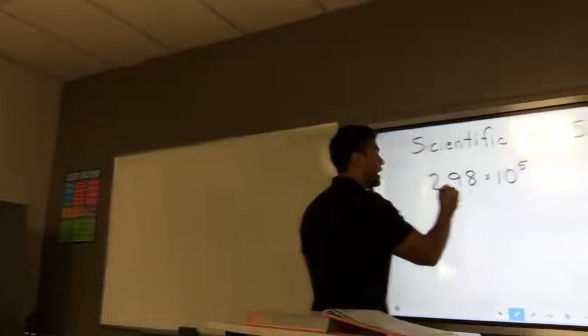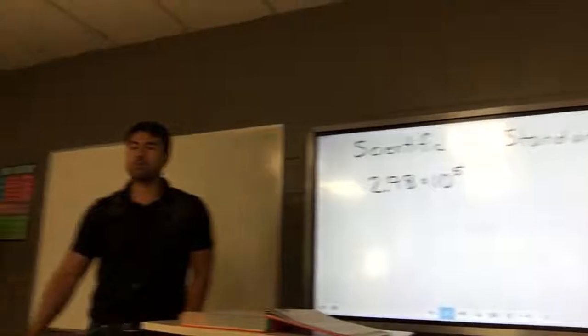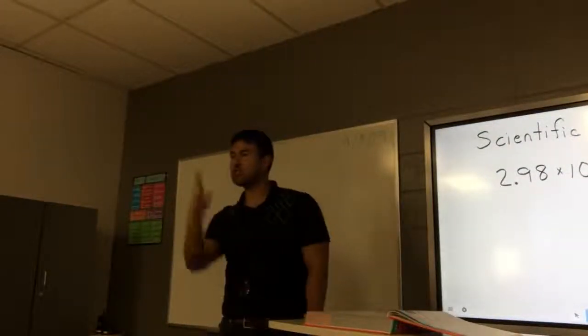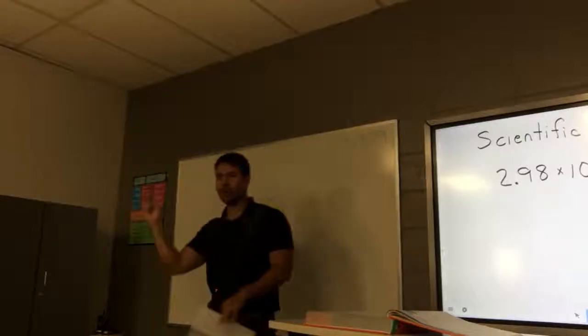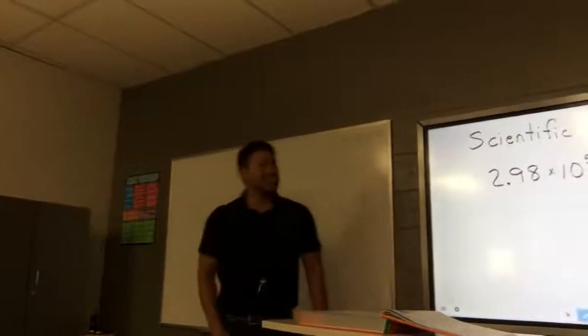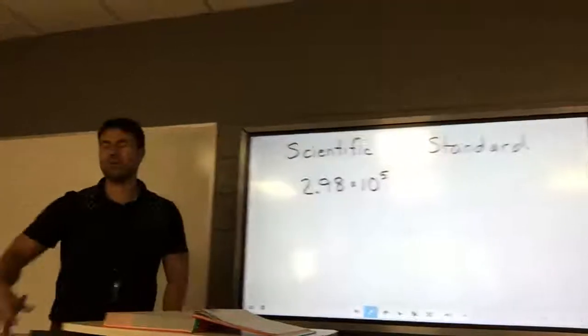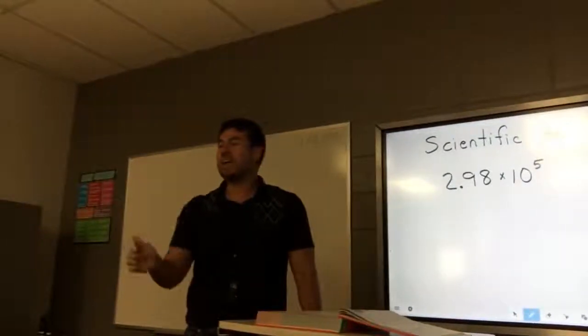Okay, so here's what I have to do. I want to write it in standard form. So I have to move the decimal 5 times. Which way? You have 2 choices. You can go to the left or you can go to the right. To the right. Left would make it a smaller number. Correct. Right. Yes. Okay. Listen, guys.